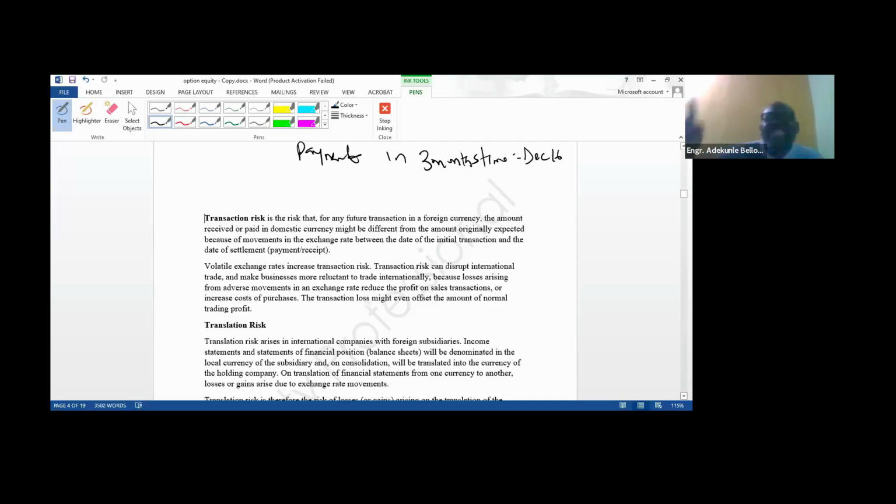Because it involves future transactions, we don't know what the exchange rate will be in the future. Because there's a timing difference. That's transaction risk.